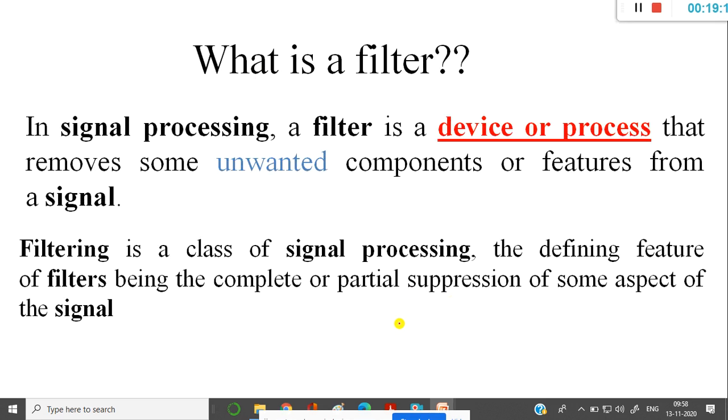Filtering is a class of signal processing, where the feature of filters is complete or partial suppression, which is the main important point. We are trying to suppress the frequency components which are not required.